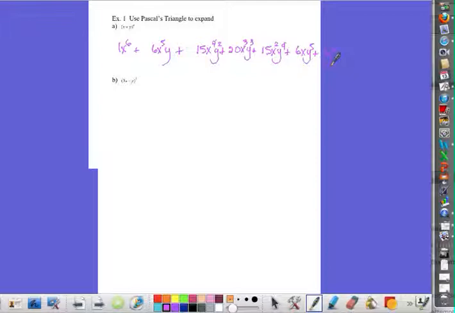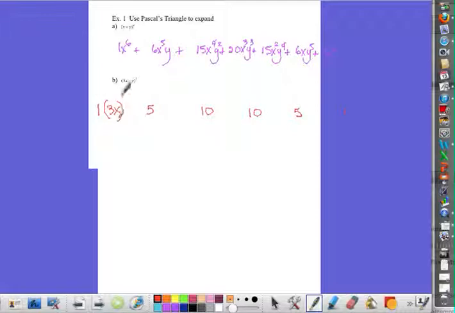In letter B, I have 3x minus y to the 5th power. So what I would recommend that you do is let's list the coefficients, but leave some space. Okay, like this. So make a 1, 5, 10, 10, 5, 1. That's the 5th row. Now, what you're going to need to do, if it's something other than x and y, you have to put that term in there.